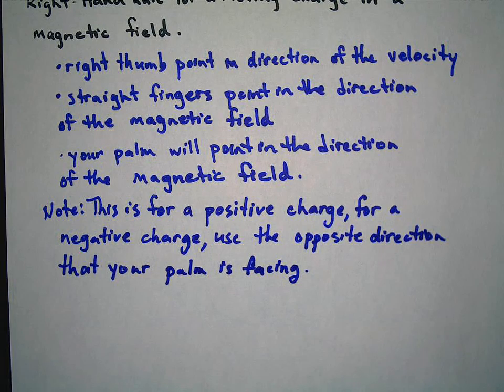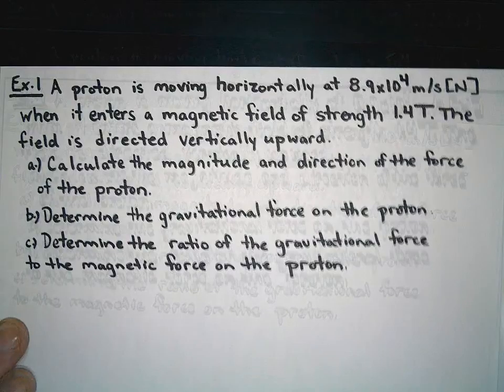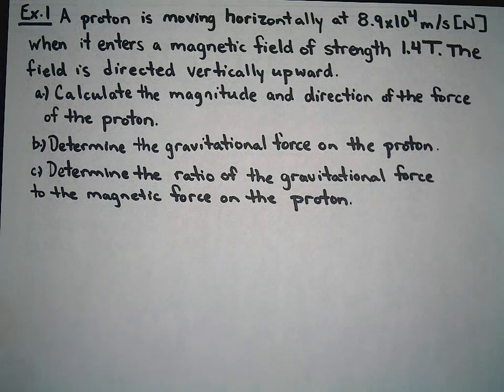So let us see a combination of both of these used in an actual example. Where you have a proton, which is a positive charge, so we don't need to worry too much, and it's moving horizontally at 8.9 times 10 to the fourth meters per second north, entering a magnetic field of strength 1.4 Teslas. And this field is directed vertically upwards. Calculate the magnitude and direction of the magnetic force on the proton and determine the gravitational force on the proton. And let us determine the ratio of the gravitational force to the magnetic force on the proton.